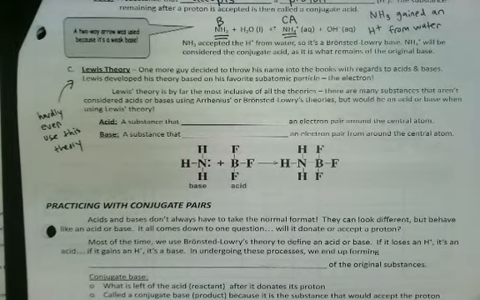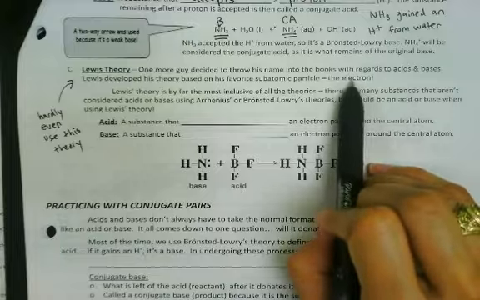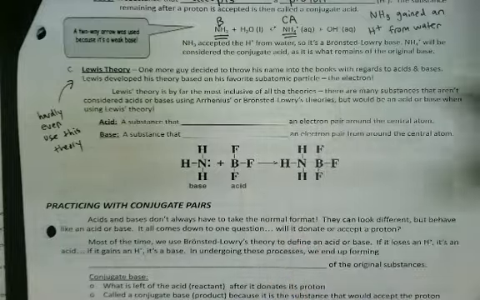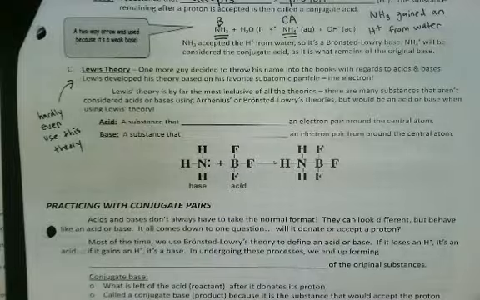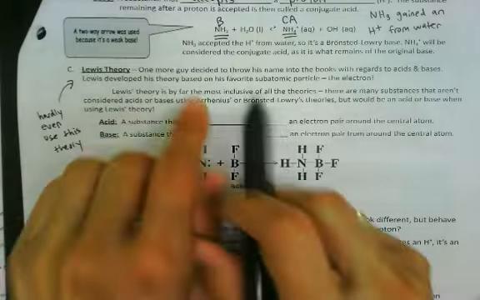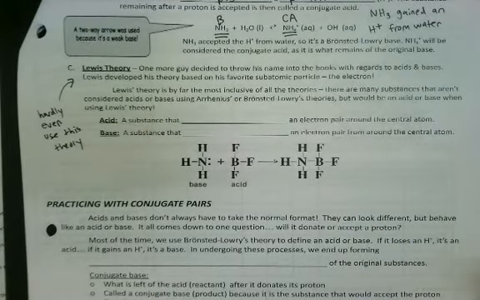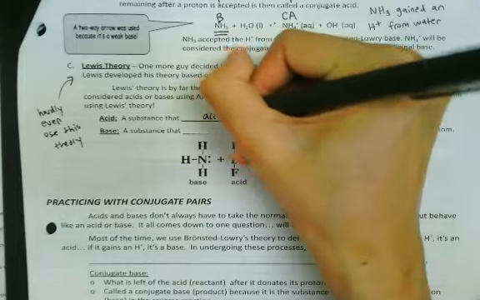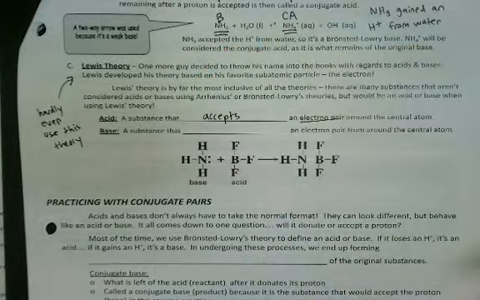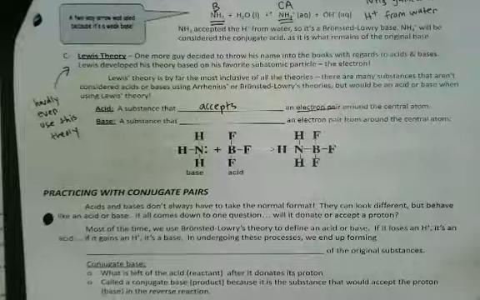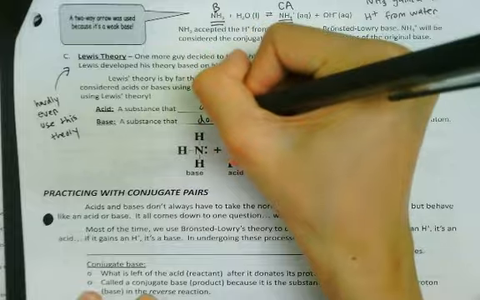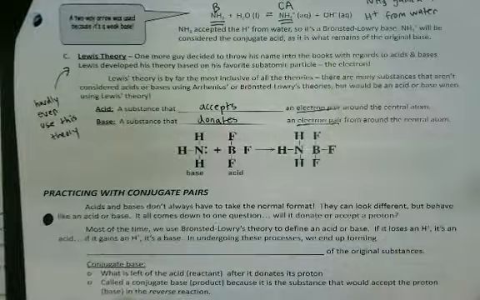So one more guy decided to come up with a theory to define acids and bases, and this theory has to do with the electron. The Lewis theory is going to be one of the most inclusive of all the theories. It considers a lot of things, acids and bases, that would not otherwise be considered an acid and base in the Arrhenius and Bronsted-Lowry theories. So his definition was that an acid was a substance that accepts an electron pair around the central atom, and a base is a substance that donates an electron pair.